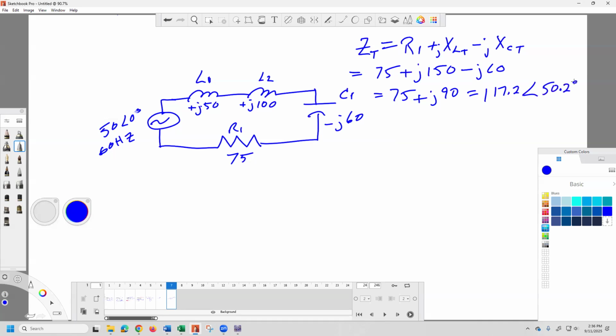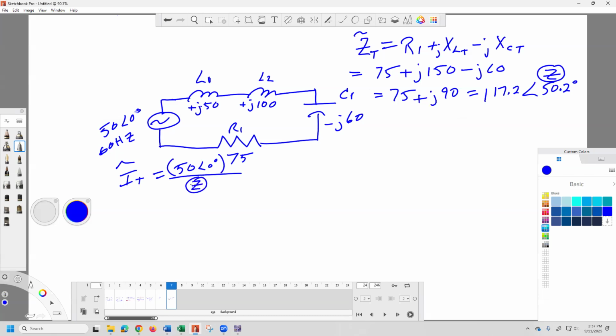Did you get that? I just rounded. Yeah, I got 50.194. Okay, so now find IT. It's 50 angle 0 divided by Z. Put this in our calculator as Z. Store Z.